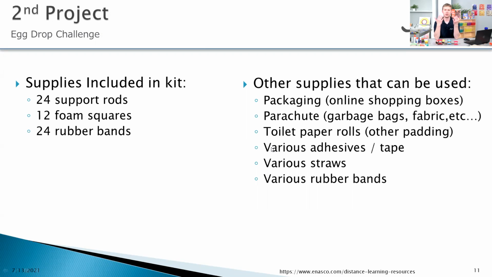So other supplies that you can use with packaging, like if you go online shopping and get packages at home. I know if you get these air pieces here, you can have packaging, a variety of different things that you can use. Parachutes, of course, garbage bags, fabric. If you're making a foot by foot square, or do you make it more of a different shape and design, like a hexagon? What works better? What doesn't work better? Toilet paper rolls, of course, adhesive, straws, rubber bands, just a lot of great projects that you can do with this.